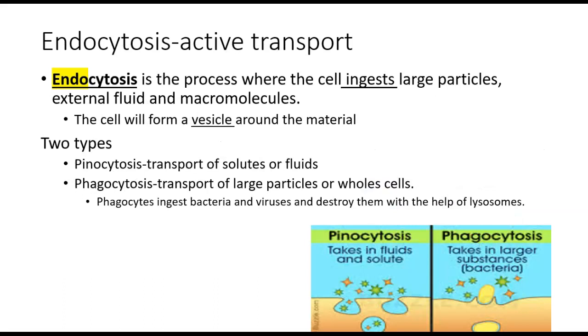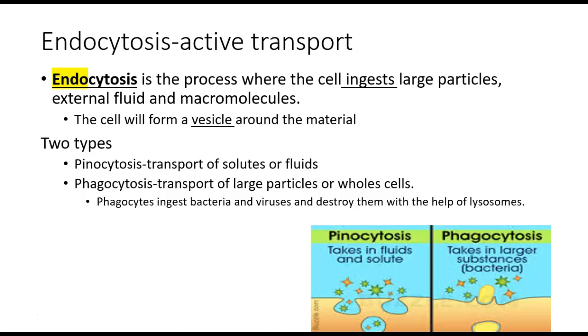Alright, so again, endocytosis is an active transport. Endocytosis is the process where the cell is going to bring stuff into the cell. So it's going to ingest large particles and external fluids, or even macromolecules. The cell is going to basically form a vesicle around the material and then bring it into the cell.